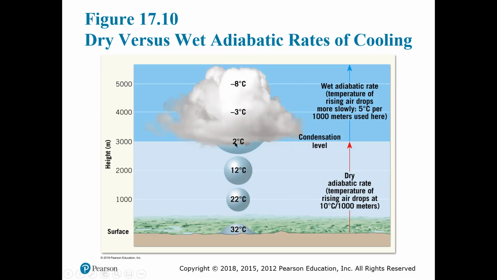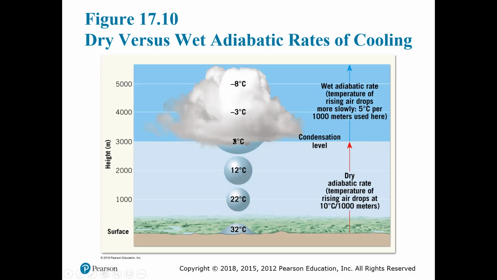Now, if the column of air gets high enough, it will eventually cool down to its dew point, which triggers condensation. The altitude at which that happens is called the lifting condensation level, or condensation level. In this example, it's right around 3,000 meters. Below that, this has been due to the dry adiabatic rate. But once we get above that, we're going to get into the wet adiabatic cooling.